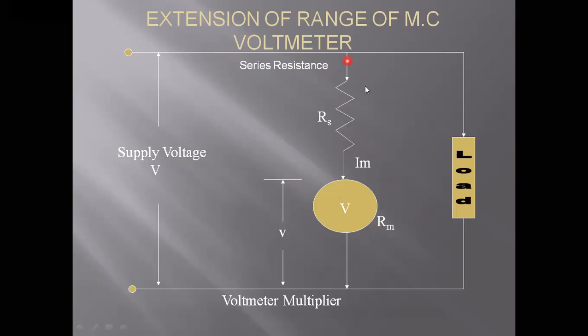If we check out the current parameters, the meter current is Im, and Rm is the meter resistance. Rs is the series resistance of a multiplier.